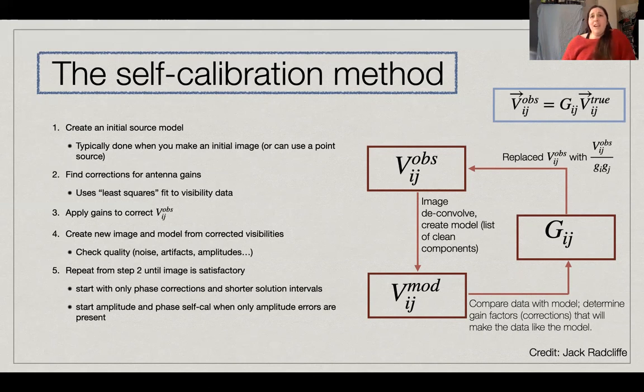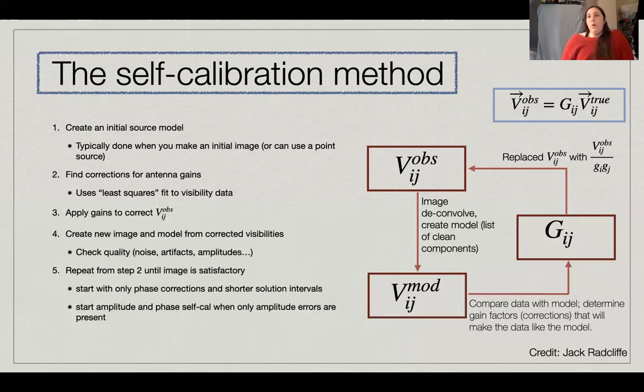So it's a good idea to check if the model has been properly put in the model column of the measurement set. You can check that with your plotms tool. And if it's not there, it's okay, you can manually put it in later. But for now, we're going to assume that we did everything correctly and our model is in the model column.